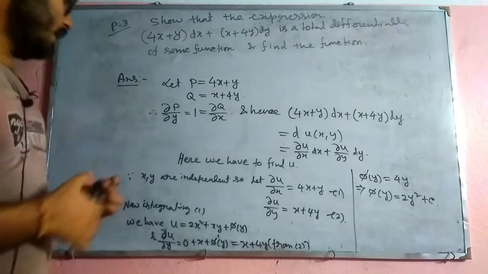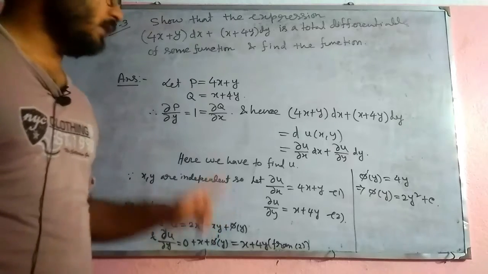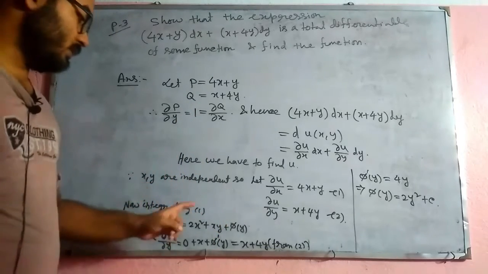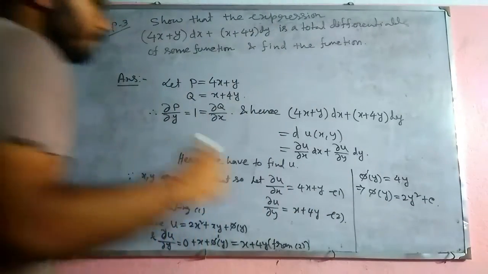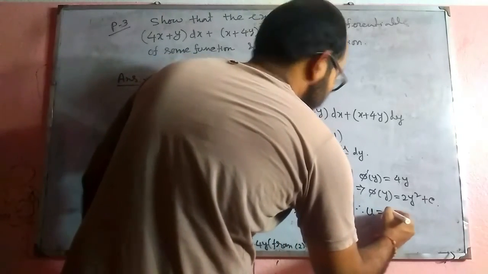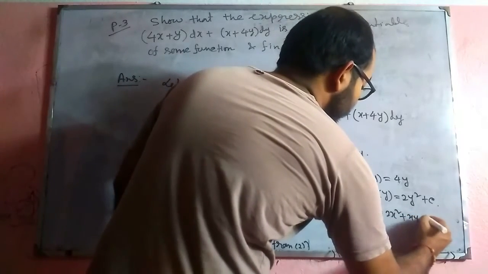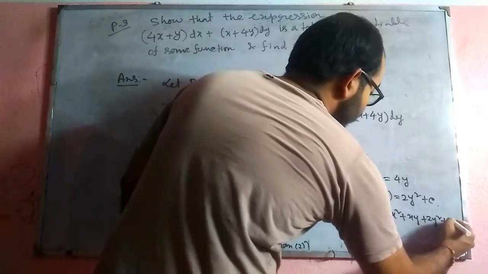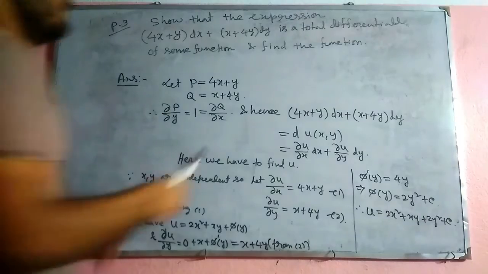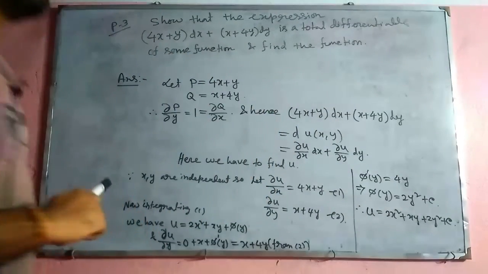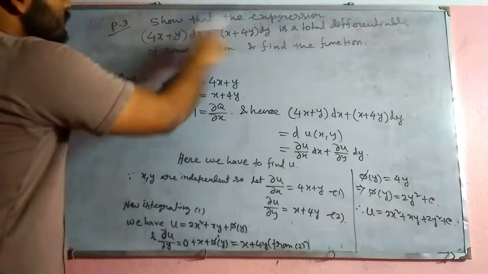See, we have u is equal to 2x square plus xy plus phi y, and we have determined phi y, and here the phi y is 2y square plus c. So u is equal to 2x square plus xy plus 2y square plus c. Okay. So u is that function for which the differential is this.